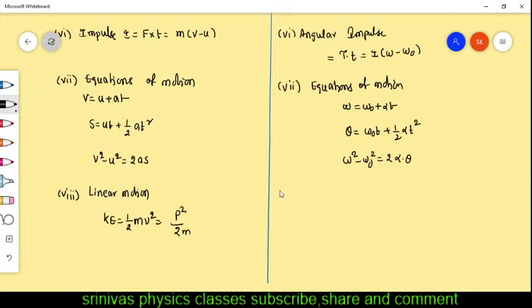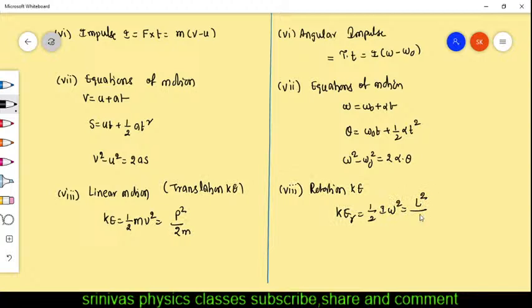In the rotational motion, kinetic energy formula is what? Rotational kinetic energy. That is the translational kinetic energy here. Rotational kinetic energy formula is half I omega square or L square by 2I.